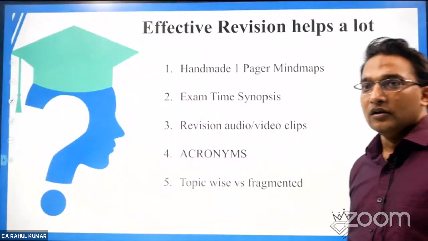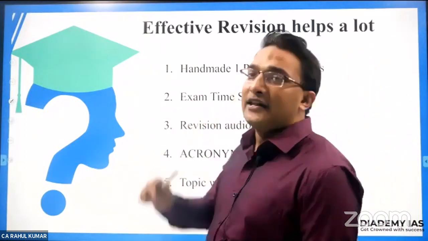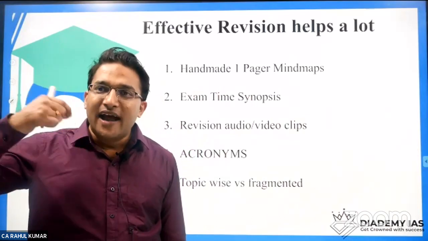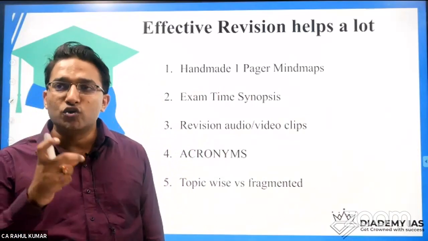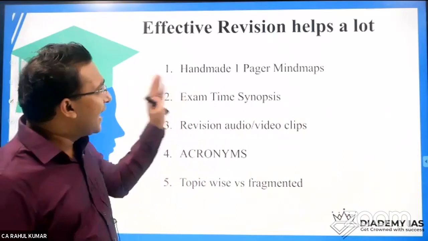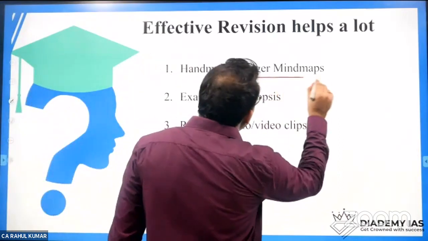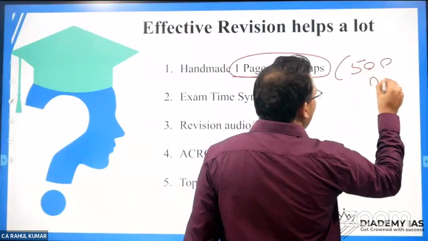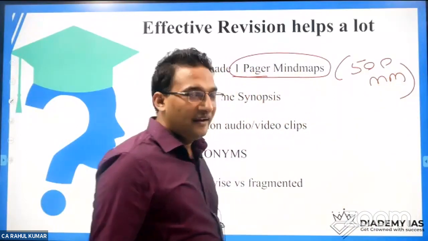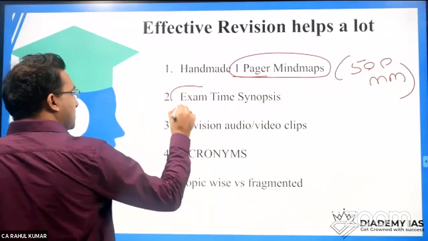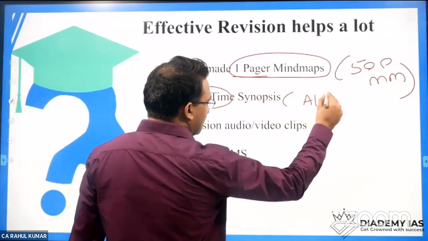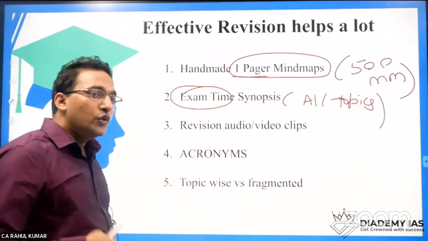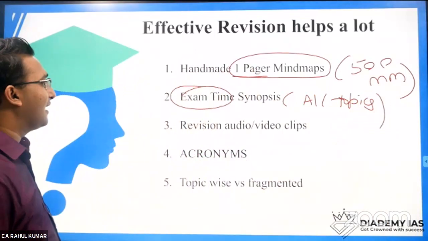then for enriching your answer and for ensuring that one line gives you one extra mark, you have to use certain revision tools. You must have the 1-page mind map for very important topics. At least 500 mind maps you should have with your own hand in your file. Then exam time synopsis of all the topics, so that before the examination you are able to recall all the points and you can reproduce the very effective points in the exam hall.